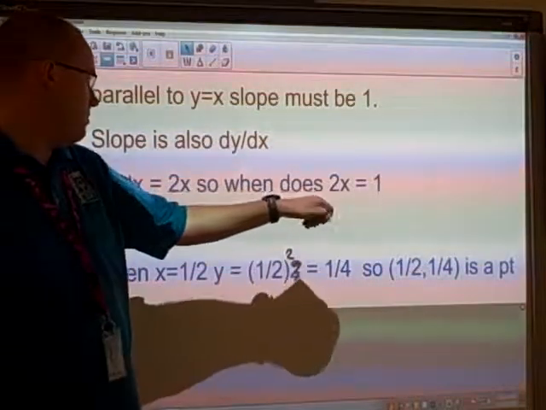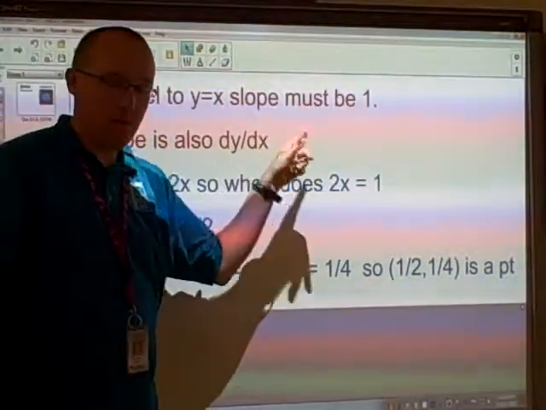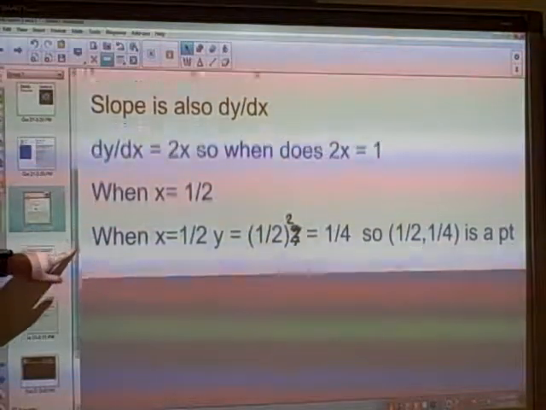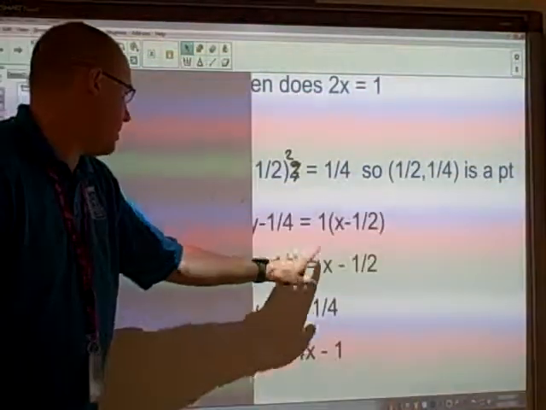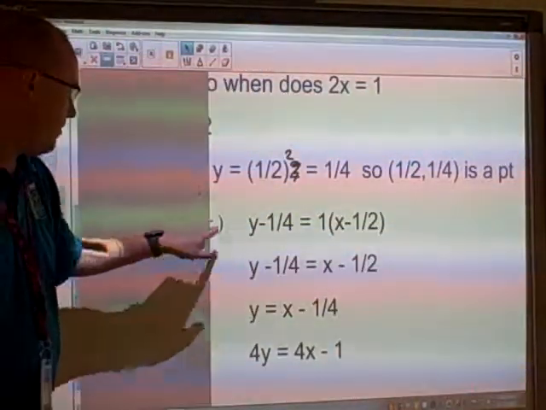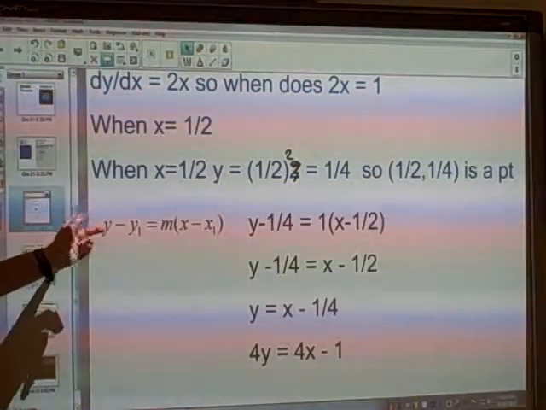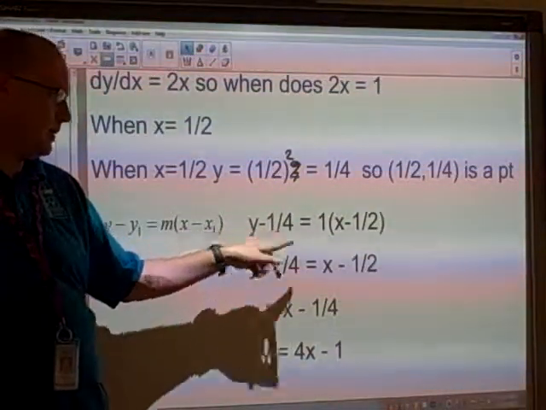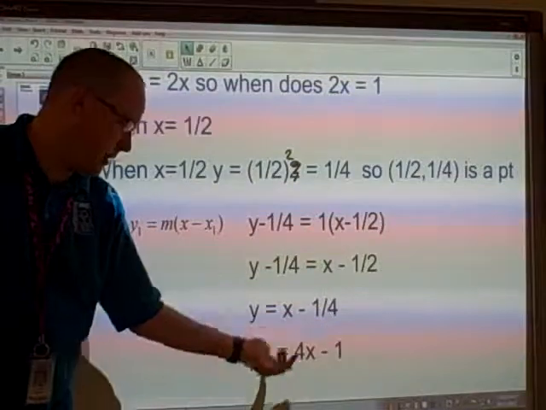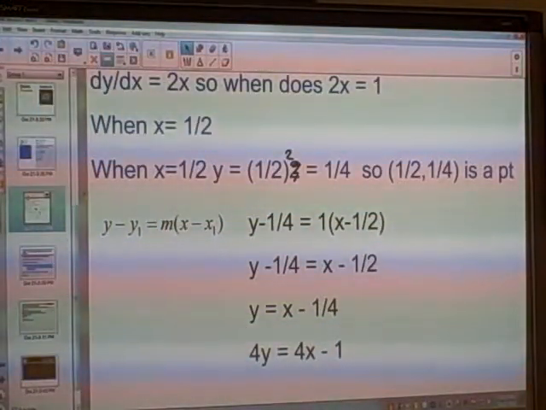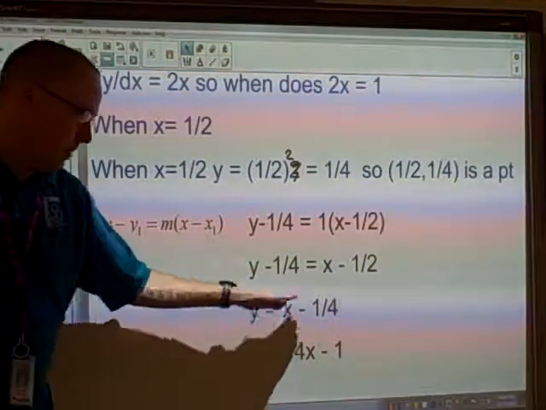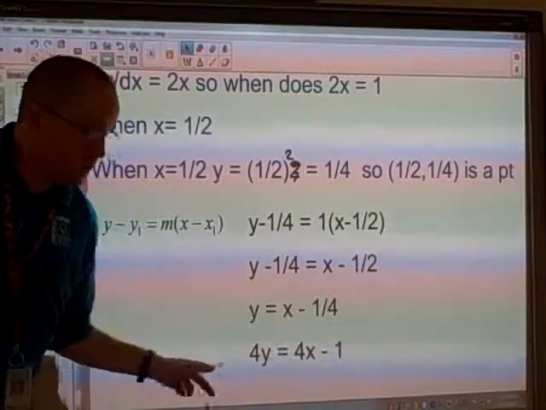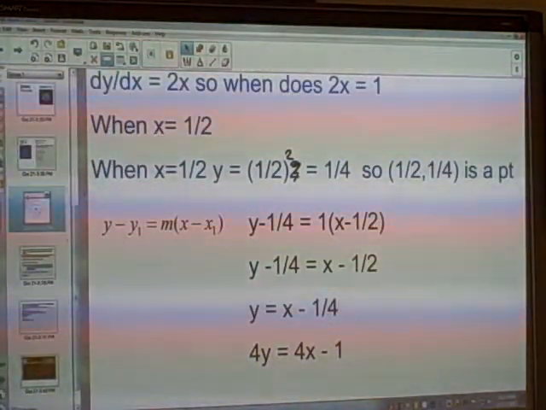Once again, we have the slope already. Slope must be 1, and then therefore we can use our point slope formula. So we have everything that we need. Point slope formula, y minus the y value equals the slope times x minus the x value, and then we can go ahead and work out what we need to. I multiplied by 4 here just to show that it does agree with the answer in the back of the book.